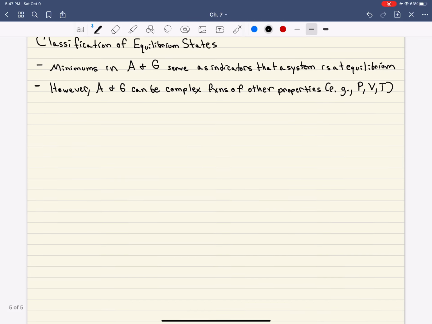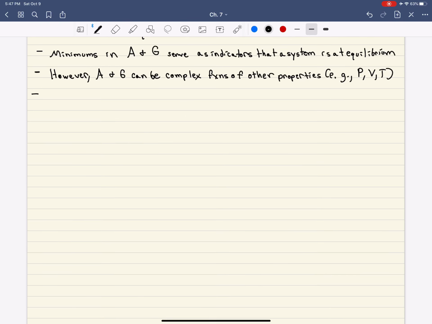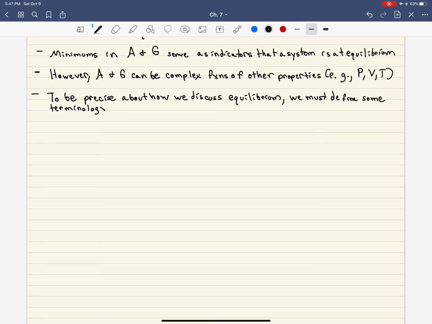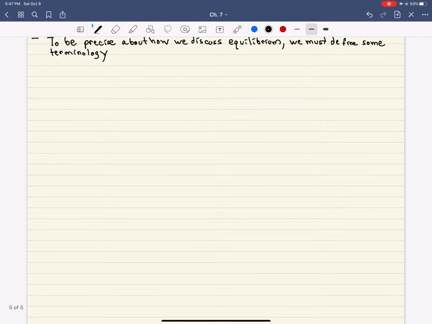Okay? And so in order to overcome these complexities, or at least be on the same page about these complexities, we need to define some terminology so that we can be more precise in our conversations and discussions about equilibrium. Okay? So we must define some terminology. Alright, so I'm going to define a couple of different terms that are used to describe how equilibrated a system is. Okay?